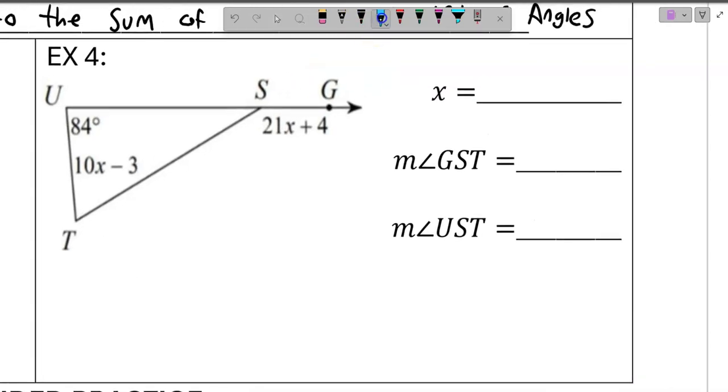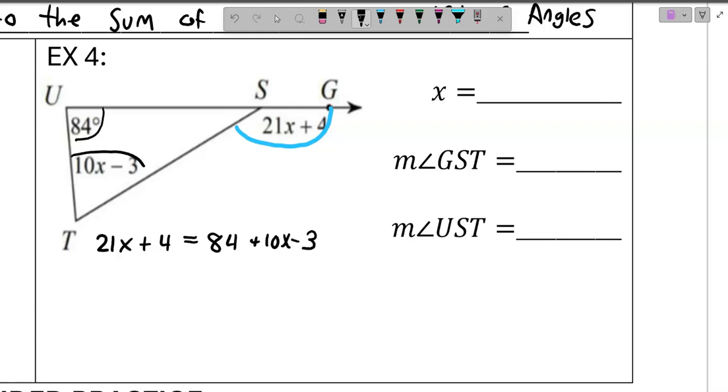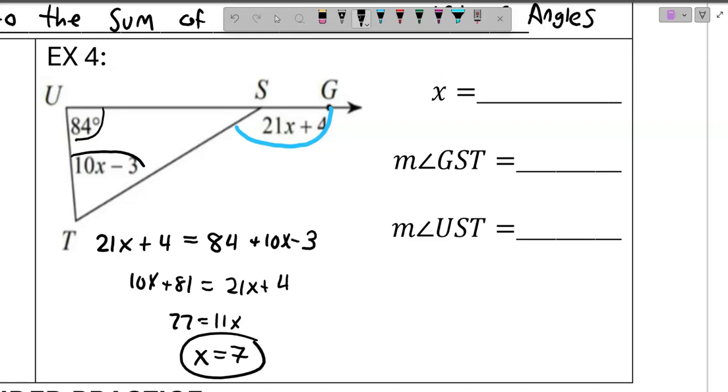If we take our exterior angle, 21x plus 4, and then our non-adjacent interiors, we can set up an equation: 21x plus 4 equals 84 plus 10x minus 3. As we go ahead and speed up the solve for this, I'm almost out of my time. I don't want to take these over 15 minutes. We're going to get 77 equals 11x, and finally x is equal to 7. We can now take that and plug it in for those angles. And when I plug the 7 in, GST becomes 151, and UST becomes 29.